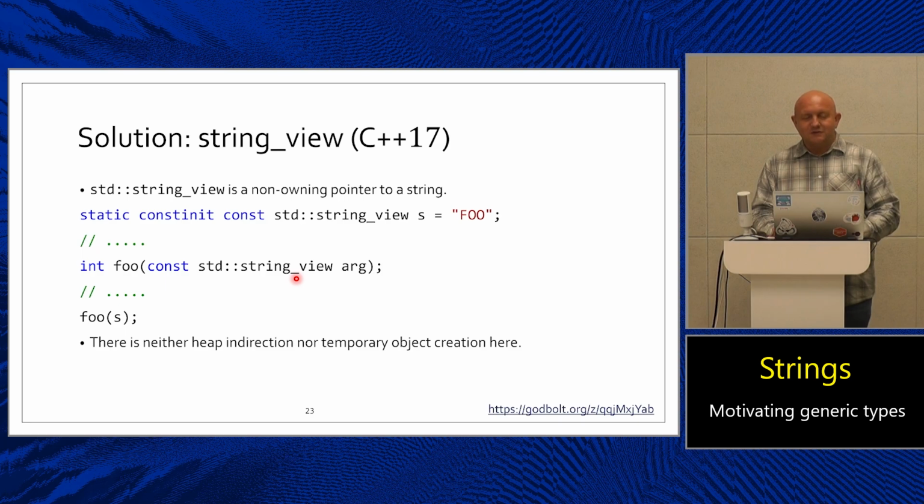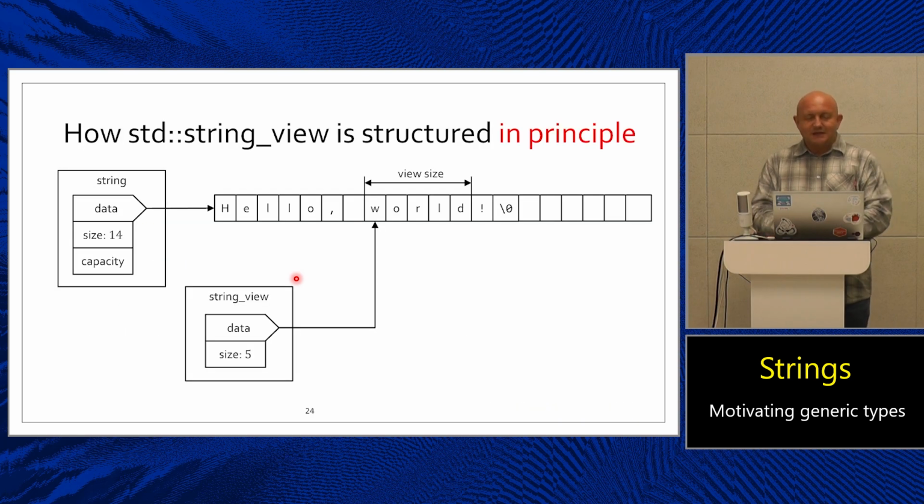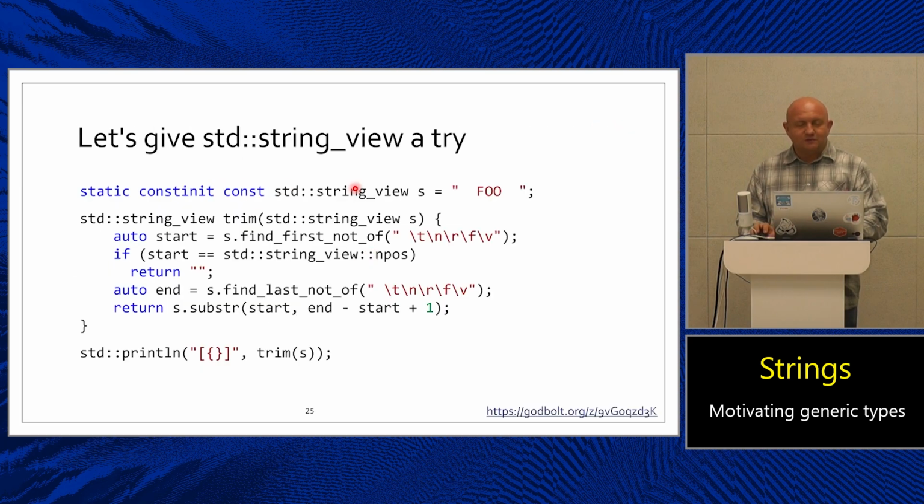And how is string_view structured in principle? Essentially, string_view is structured as shown. This is the same lie as on the previous picture, but it's also not fundamental. You have someone who owns the memory, like string owns the memory. And you have string_view, which encapsulates a size and a pointer to what someone else owns. And let's give string_view a try.